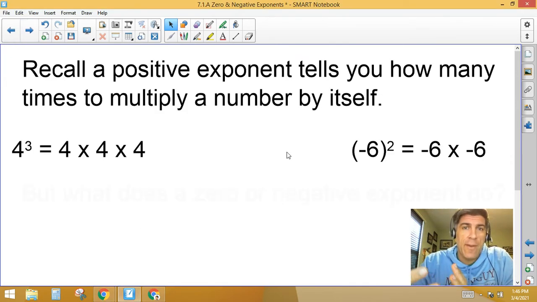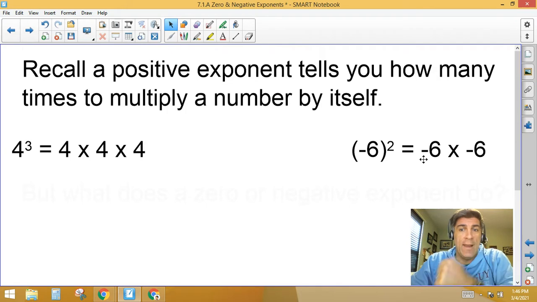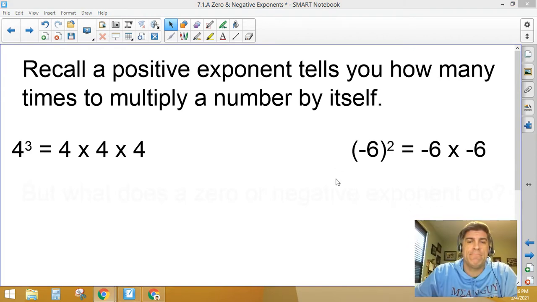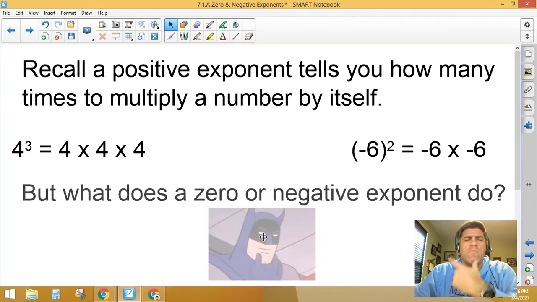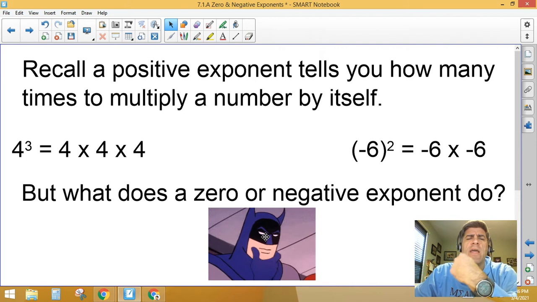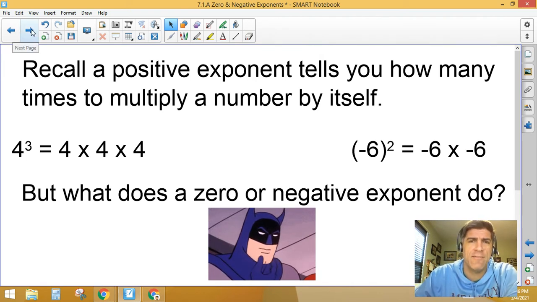Let's first think back about what regular exponents tell us, what a positive exponent does. It tells you how many times to multiply a number by itself. For example, 4 cubed means 4 times 4 times 4. (-6) squared means I'm going negative 6 times negative 6. But what does a zero or negative exponent do? Any thoughts, ideas? Take a second to think about it.